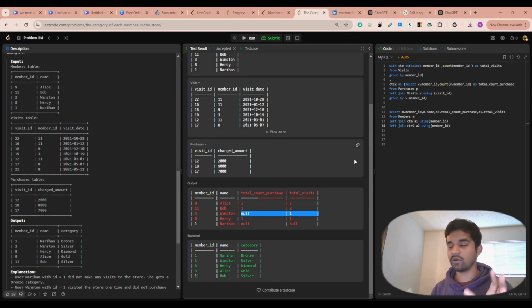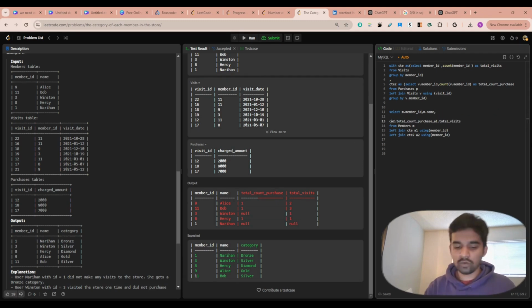For converting the null value to zero, you could use a COALESCE function.